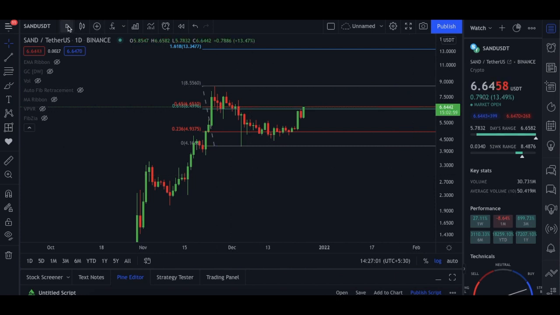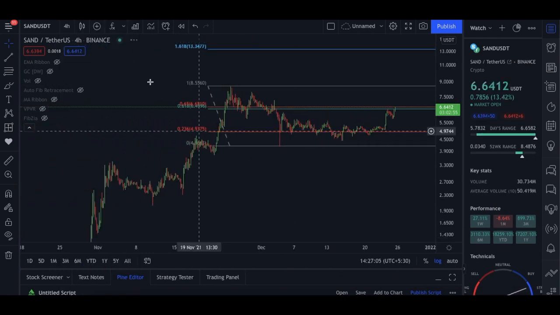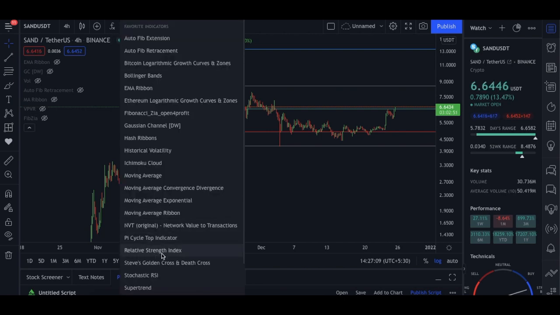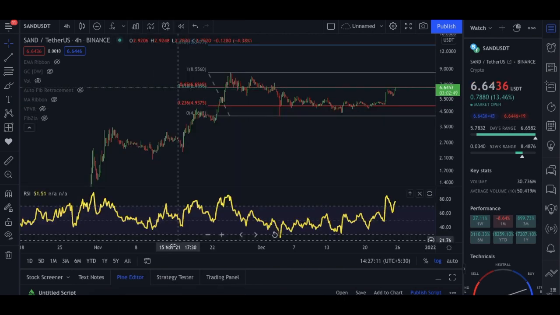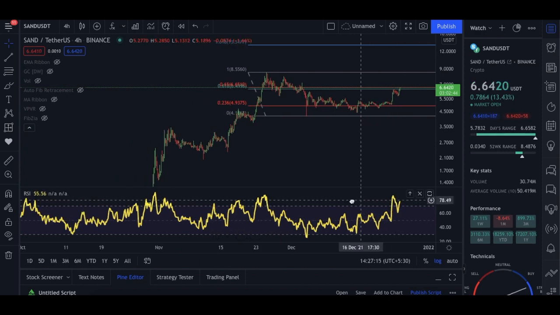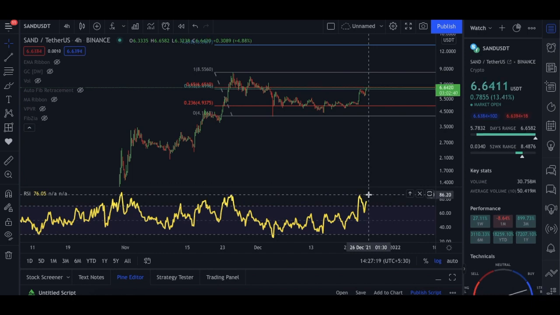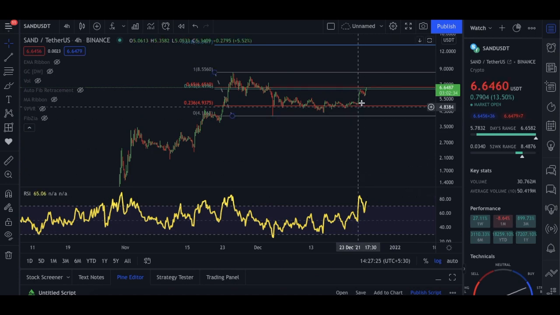Now if we go to the 4-hourly chart, we'll just plot the RSI right here, and let's see what the RSI is actually telling us. On the 4-hour chart, we can see that the RSI is on the verge of printing a double top, right? If we go high here, we can print a double top, and that would mean that we can see a small pullback. That pullback could come down straight to the lows of about 4.9 or even below that.